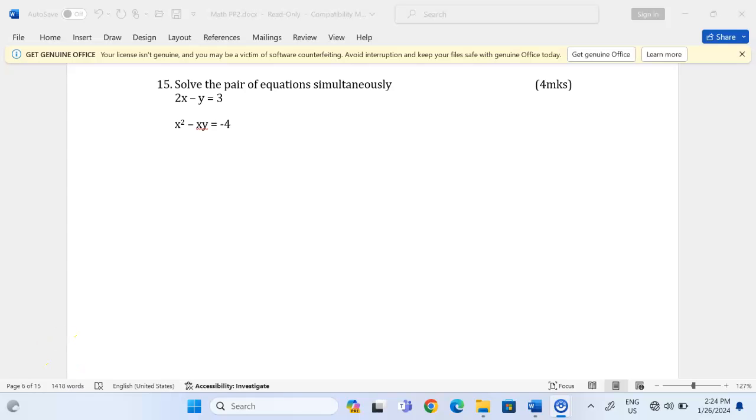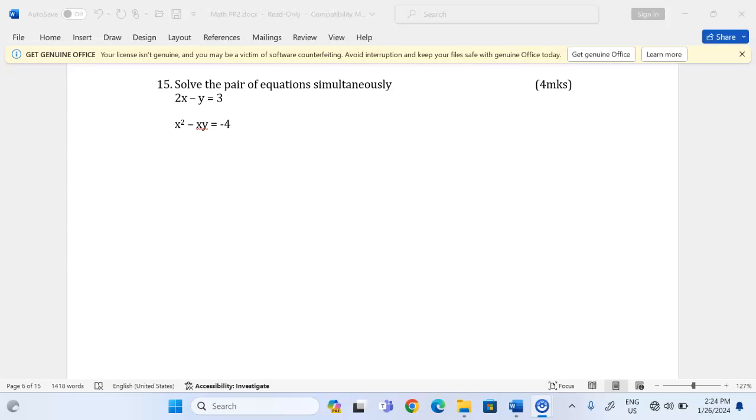We're going to discuss simultaneous quadratic equations. In number 15, the question says, solve the pair of equations simultaneously. Then we have 2x minus y equals 3. That is the first equation. Then x squared minus xy equals negative 4. That is the second equation in the pair.